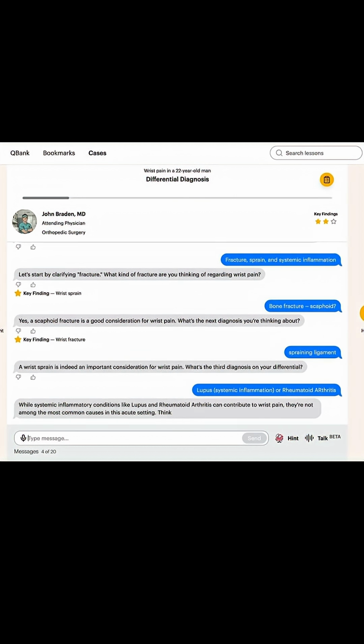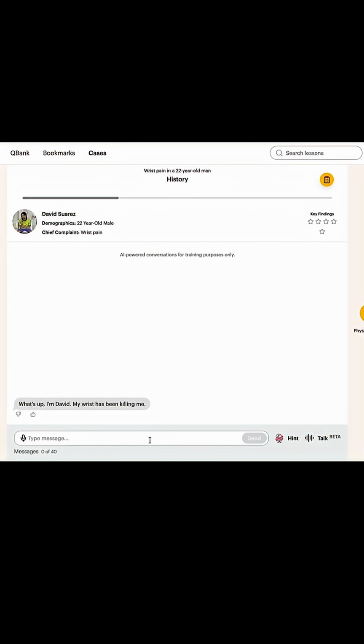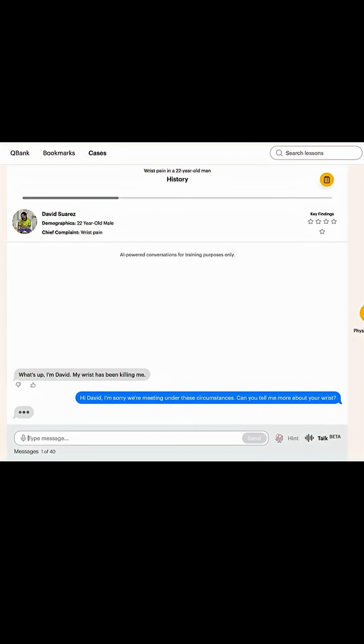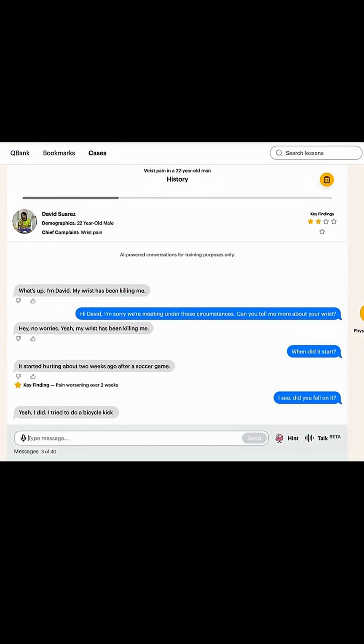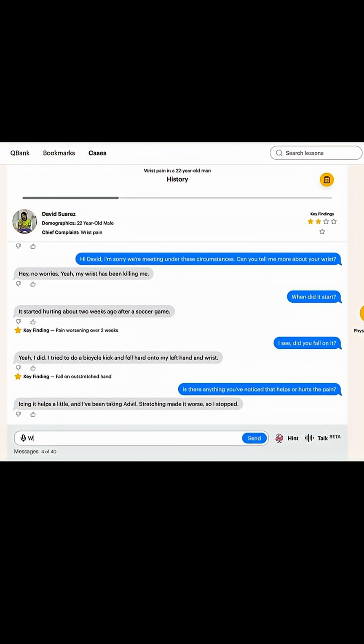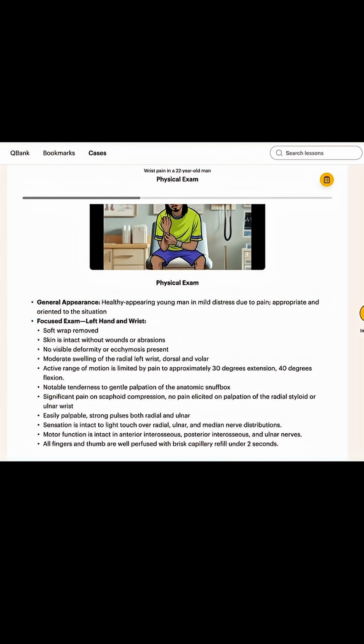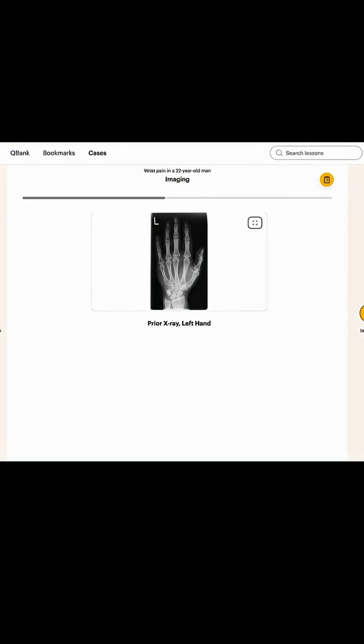This person came in with some wrist pain, so I'm thinking it's either a fracture, sprain, or something underlying that's inflammatory. I ask him questions like, how did this happen? Does anything make it better or worse? At the end, it summarizes our history and physical exam findings.